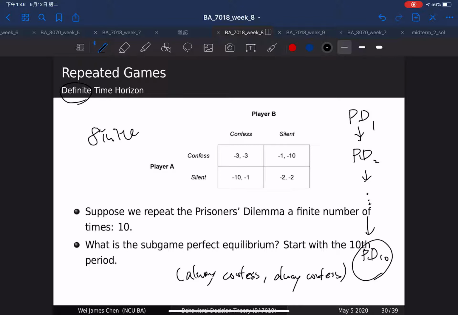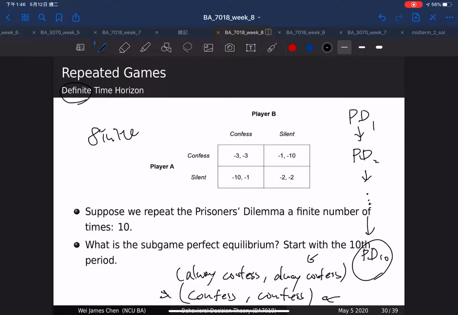This, by the way, is always different from writing "confess and confess." They're just different. This is still one round, but this is talking about repeated games. That's just a different way of writing.